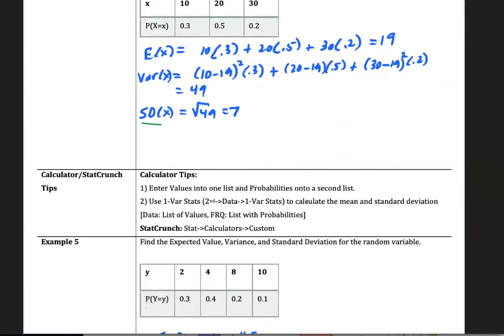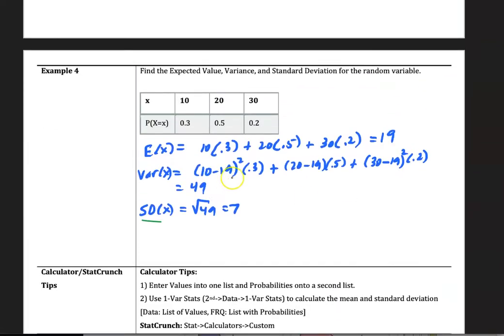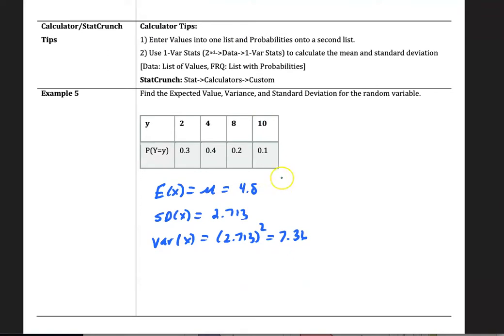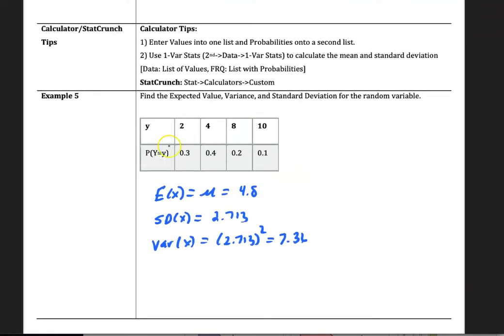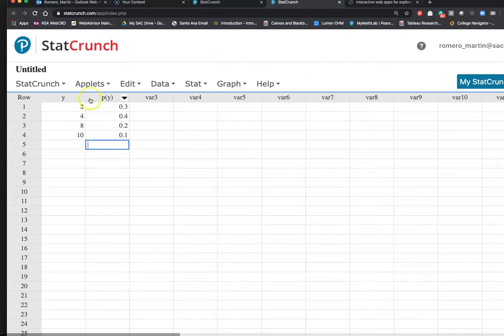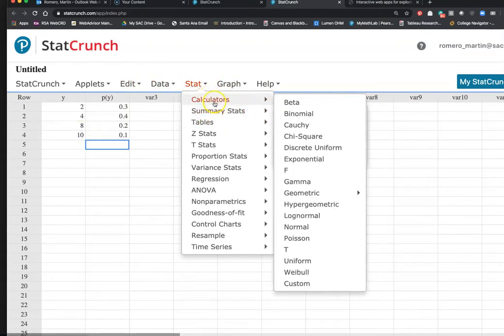Now I want to show you how to do this on StatCrunch. Right now, it may be that you just do all this by hand, and many times I suggest you just do this by hand. But let's go ahead and do this one on StatCrunch, how to calculate these values using StatCrunch for a random variable. And so now that the data is in, I label them, and you put the data in from our sheet. What you're going to do here is use what's called a custom calculator.